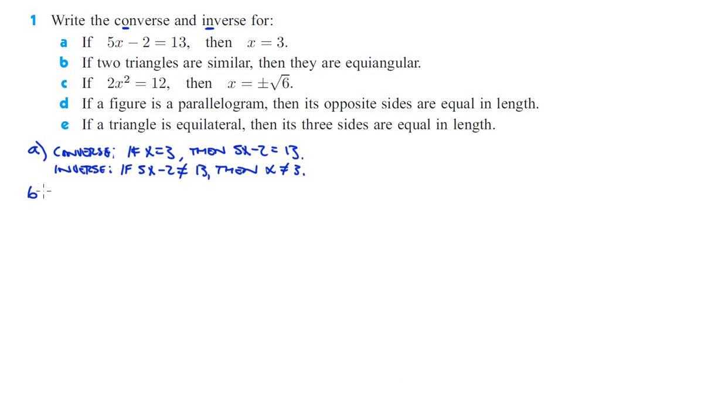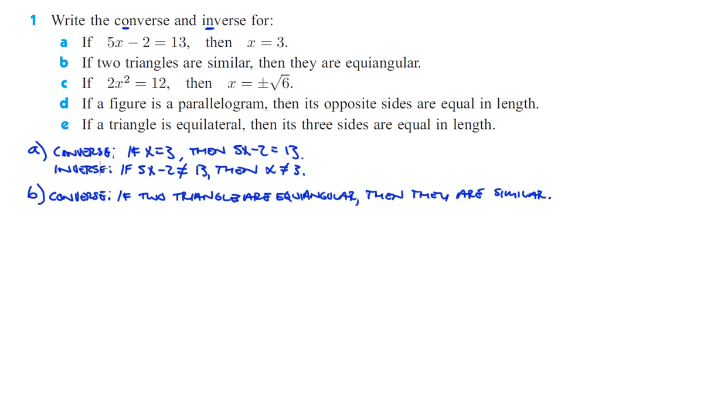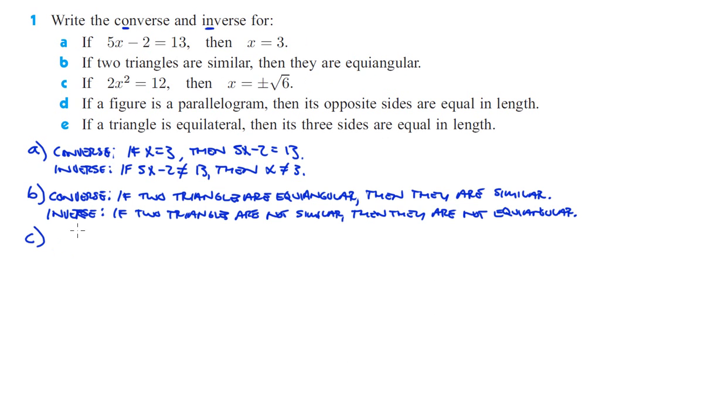Okay, B, converse, the opposite. So if two triangles are similar, then they are equal angular. So then we're going to switch those two ideas around. So if two triangles are equal angular, then they are similar. Okay, and then the inverse is going to be if two triangles are not similar, then they are not equal angular.